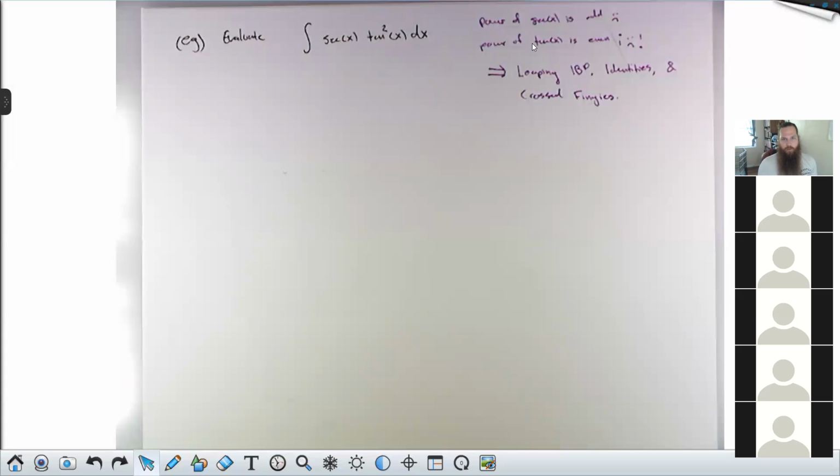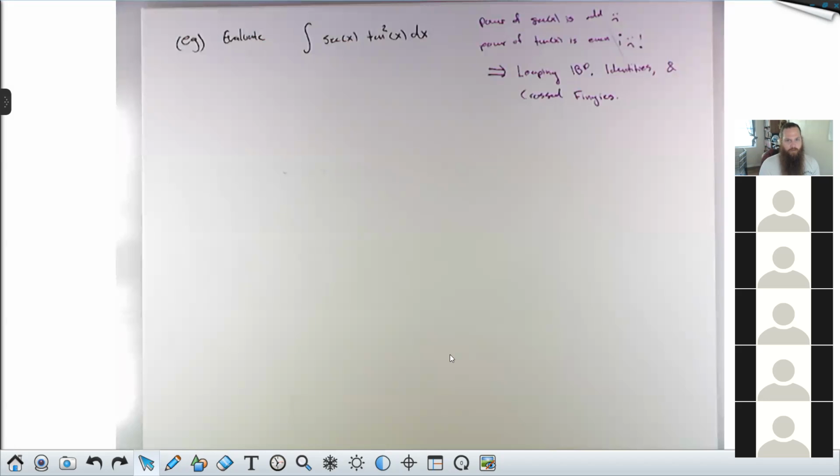Generally, I would say substitute for the larger power. So if the power of secant is like 50 and the power of tangent is like 3, then you'd want to do the secant sub. On the other hand, if the power of tangent is large and odd, like 101, and the power of secant is 2 or 4, then you could get away with either, but you're definitely going to want to substitute for tangent there.